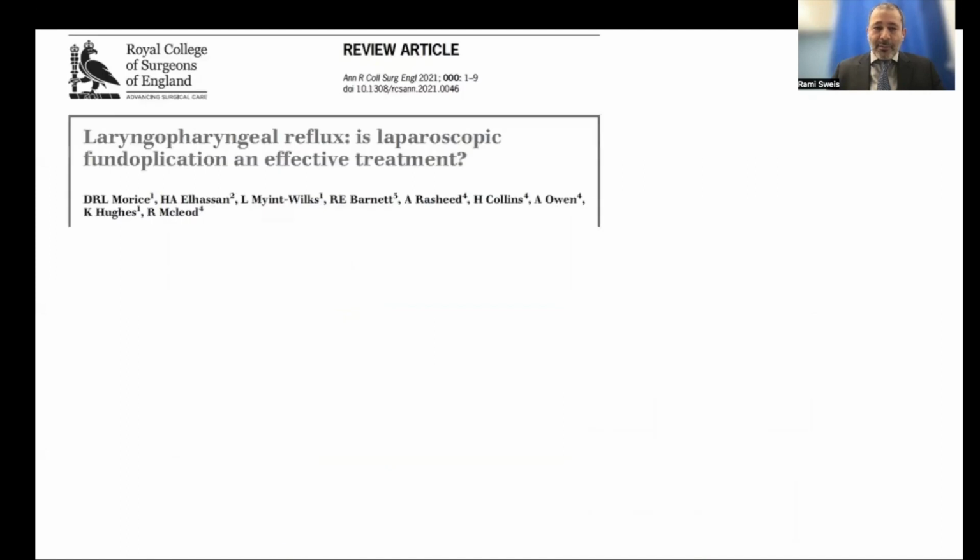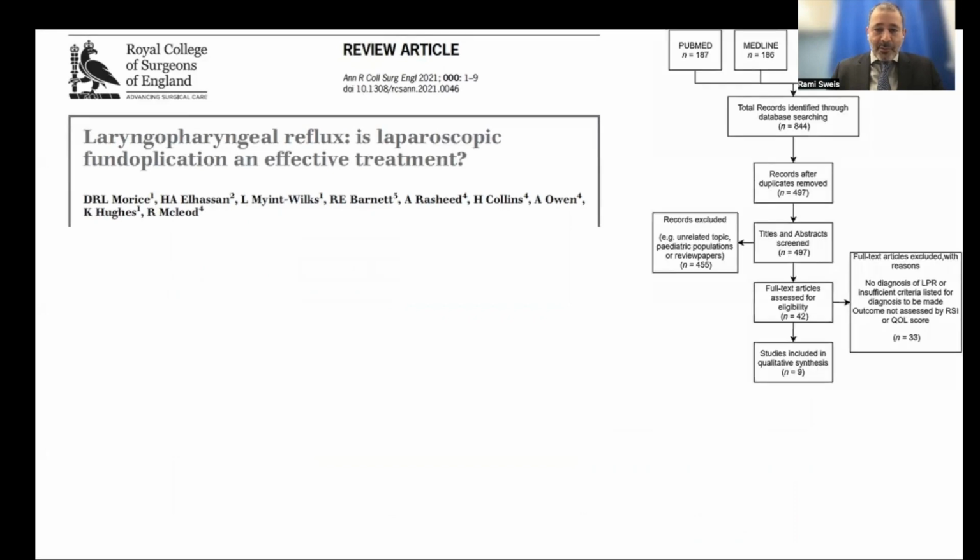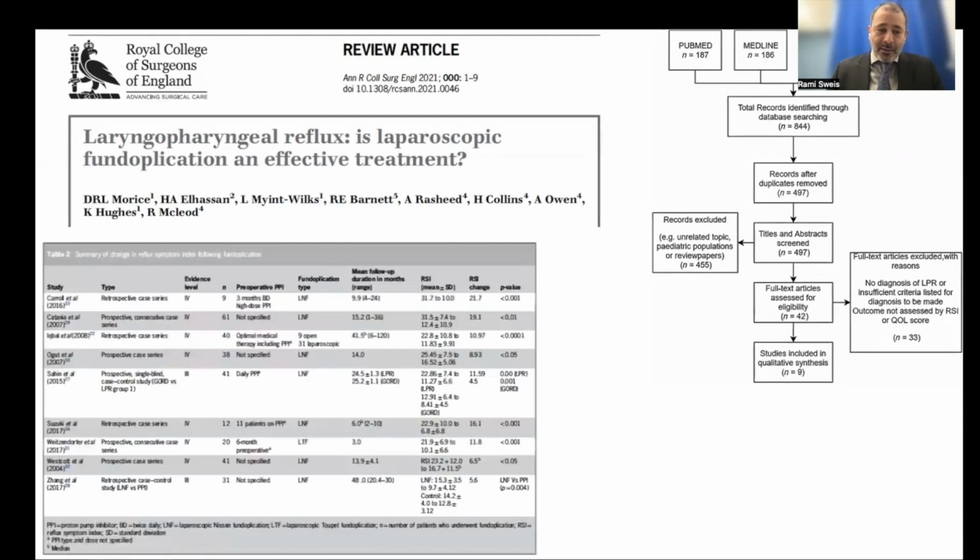And in fact, when you go back to basics and look at the studies of LPR and anti-reflux surgery, for example, there was a recent review article looking at all the studies of anti-reflux surgery for patients who had LPR symptoms. Of the 844 studies, these were all screened out and dwindled down to 9. And of these 9, you can see that the numbers are small, the follow-up period is short. They're primarily prospective case series rather than randomized trials.